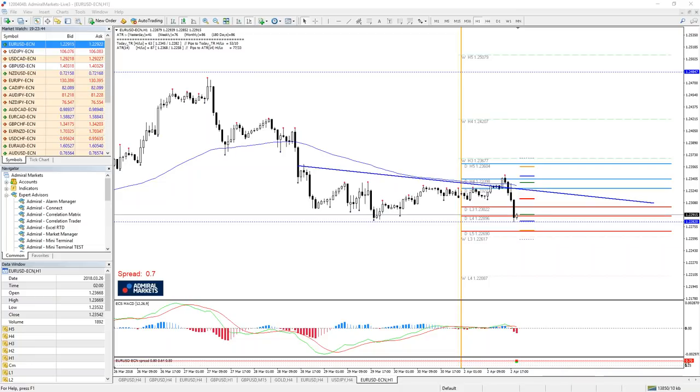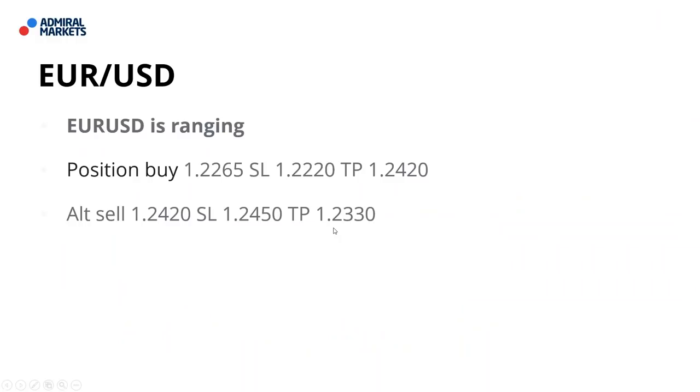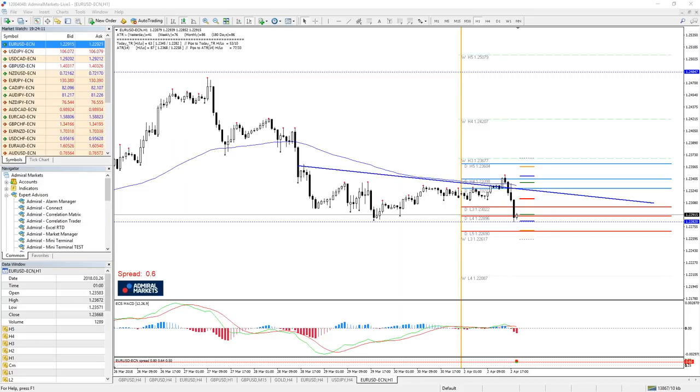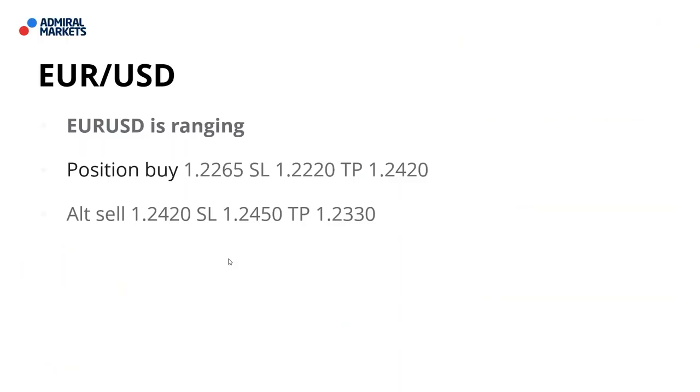Okay, now let's move to setups. Euro dollar. As I say, I still have a position, but I don't know if my position will come in profit. If I'm in profit, good. If not, I will make one more position. Here, buy at 2265 with a stop loss of 2220, TP 2420. Sell is 2420. Stop loss is, okay, wait, I lost my screen. Stop loss is 2450, 2330 is TP.